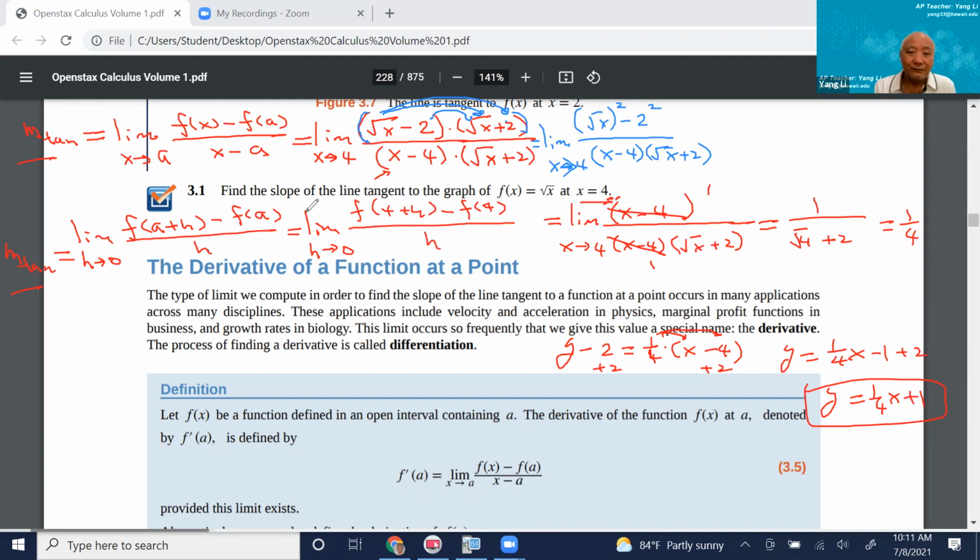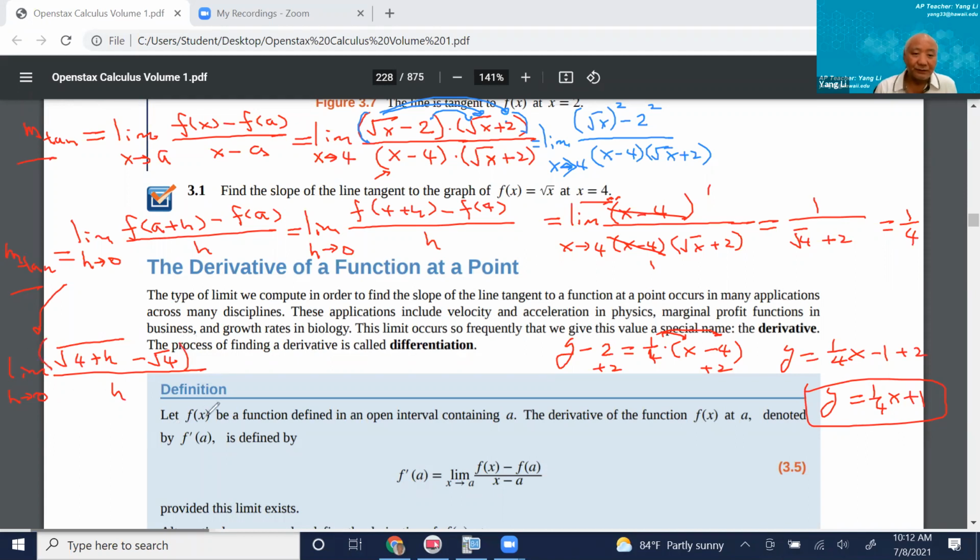Now, what are we going to do? I put the work here, okay? So we will have the limit as h approaches 0. f(4 + h) means what? They have the square root of 4 plus h, minus what? f(4), right? f(4) is just the square root of 4, divided by h, like this.